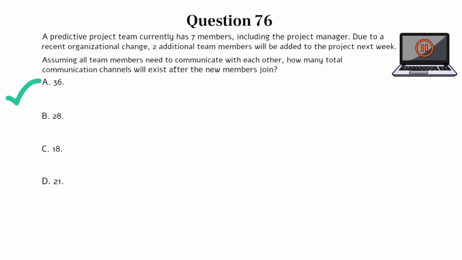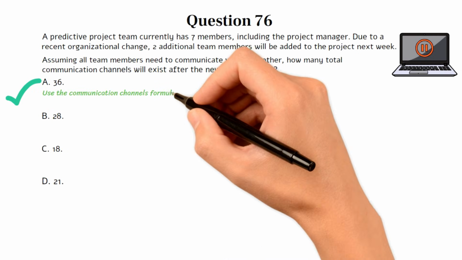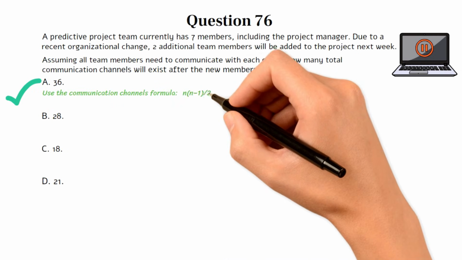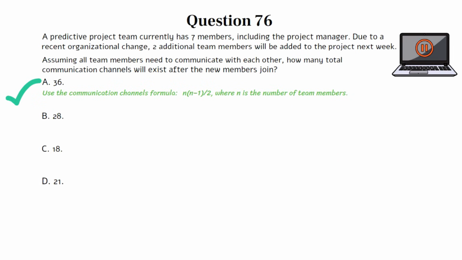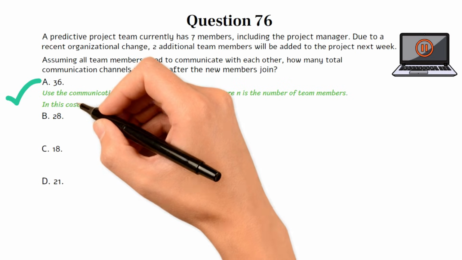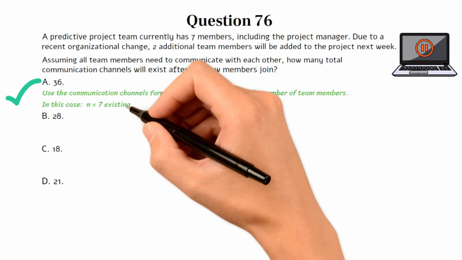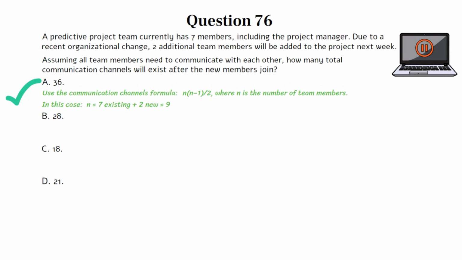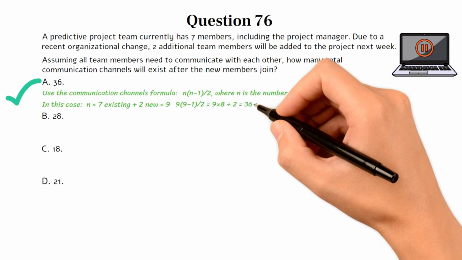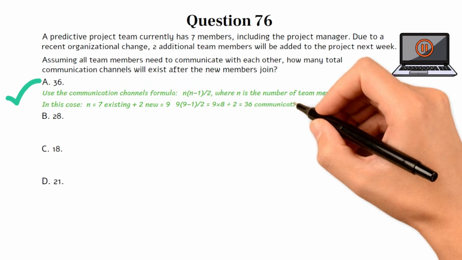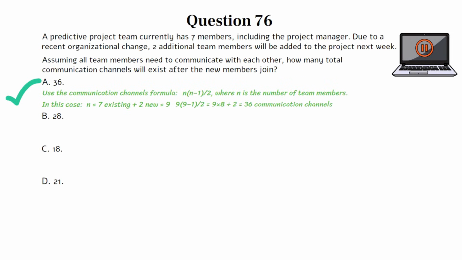Use the communication channels formula: N times N minus 1 divided by 2, where N is the number of team members. In this case, N equals 7 existing plus 2 new equals 9. 9 times 9 minus 1 divided by 2 equals 9 times 8 divided by 2 equals 36 communication channels. Let's move on to the next question if you're ready.